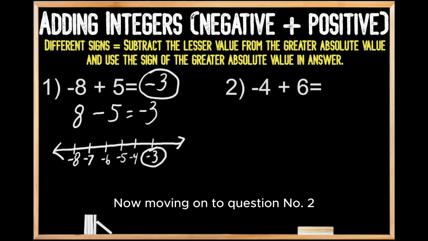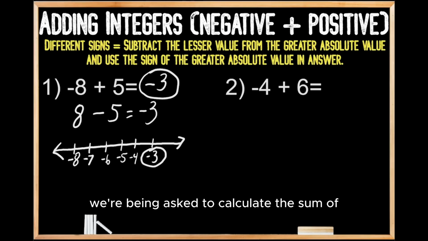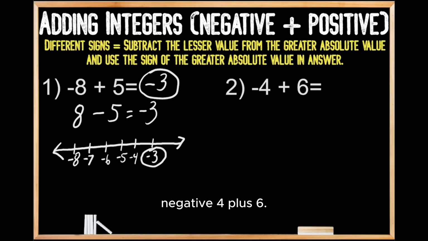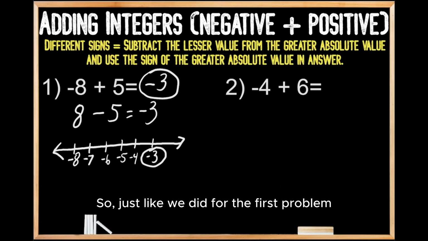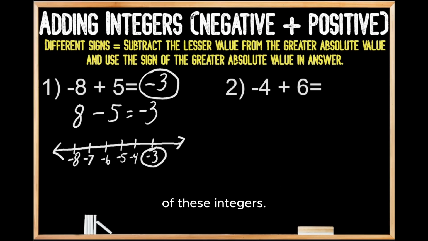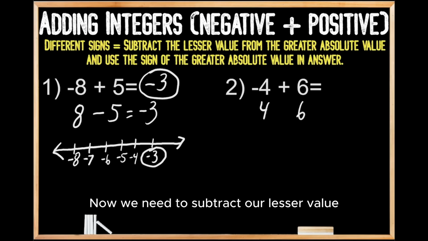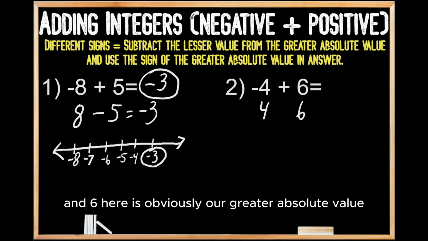Now moving on to question number 2, where this time we're being asked to calculate the sum of negative 4 plus 6. Just like we did for the first problem, the first thing that we need to do is figure out the absolute value of these integers. For negative 4, that has an absolute value of 4. And for positive 6, that has an absolute value of 6. Now we need to subtract our lesser value from our greater absolute value. And 6 here is obviously our greater absolute value.